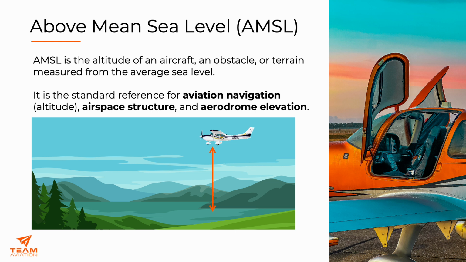Airspace structure. Different airspace classifications and controlled airspace are defined in AMSL. Aerodrome elevation. Airports are assigned an elevation above sea level, which affects flight planning and instrument approaches. For example, if an airport has an elevation of 500 feet AMSL, and an aircraft is flying at 3,000 feet AMSL, the aircraft is actually 2,500 feet above the airport.